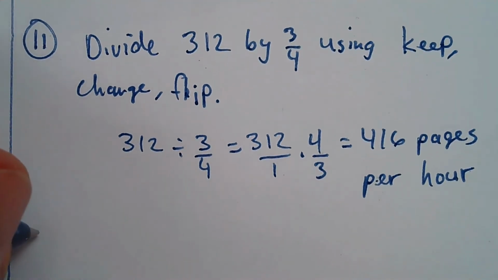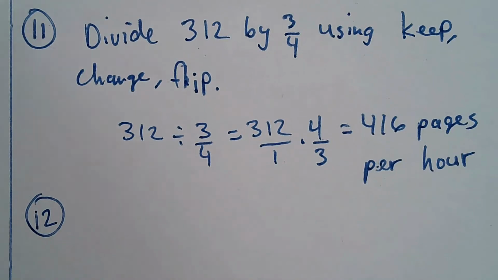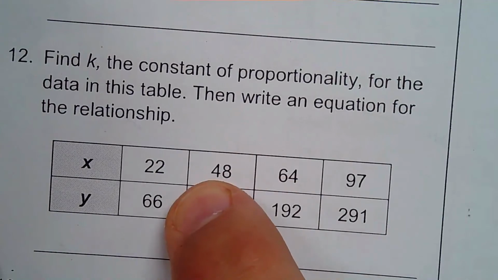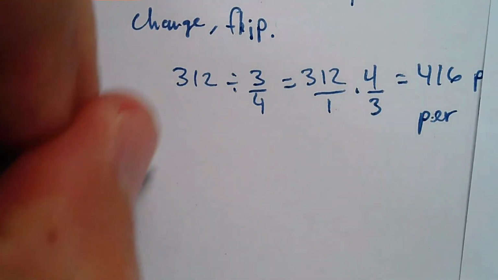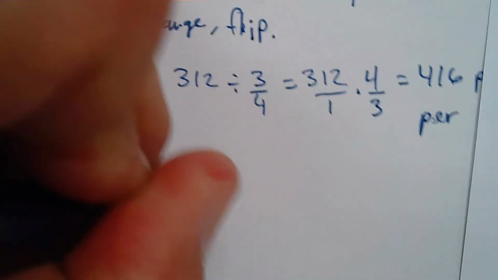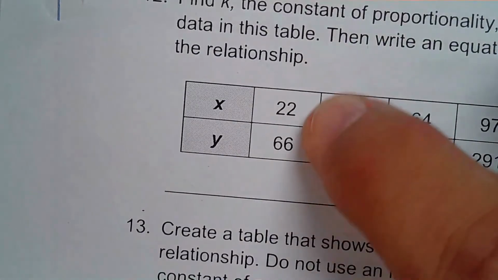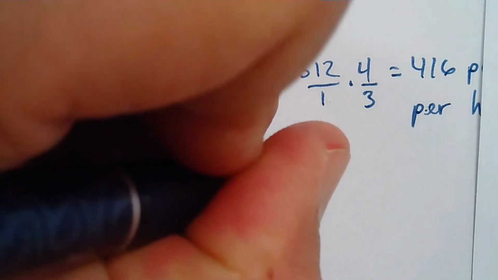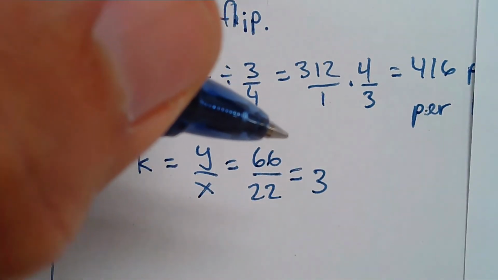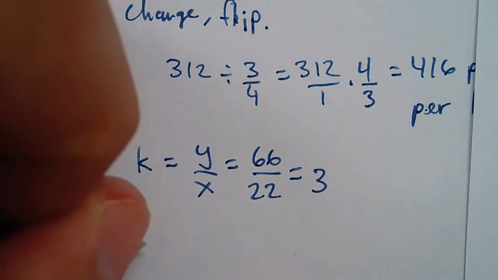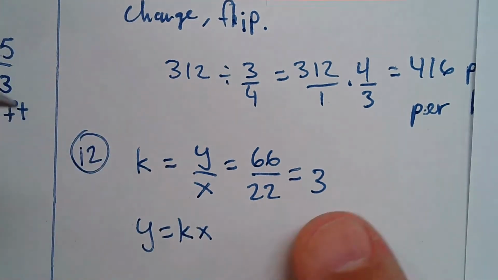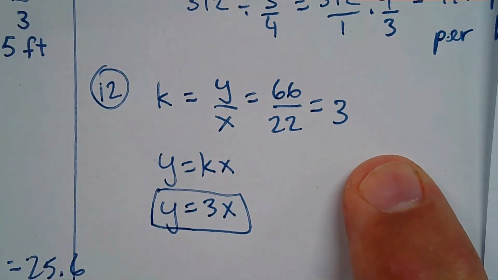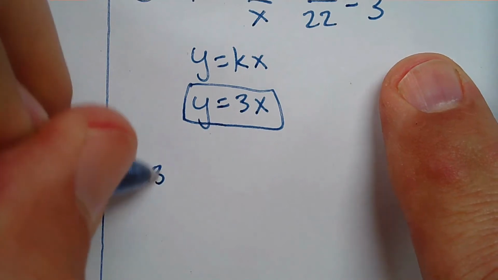Number 12. Number 12 is find k, the constant of proportionality, for the data in the table. Then write an equation for the relationship. Well, k is any y value divided by its x value. So I'll take 66 divided by 22, and that is 3. So our equation is in the form y equals kx. And here k is 3. So it's y equals 3x. Done. Oh, that's easy. Finally, an easy question.